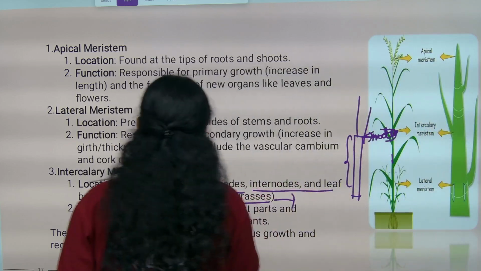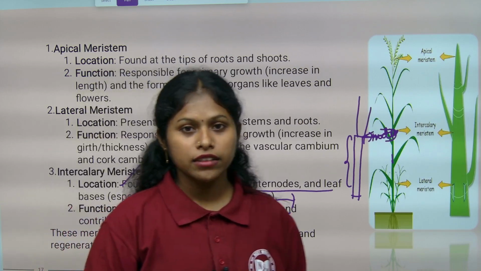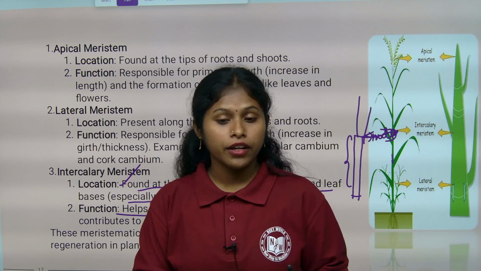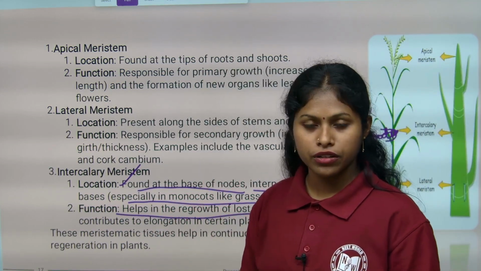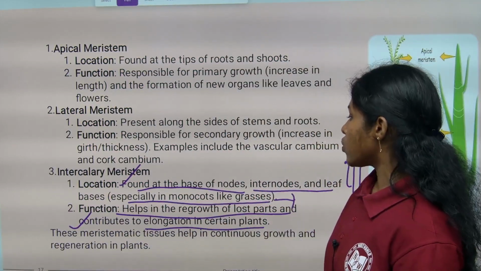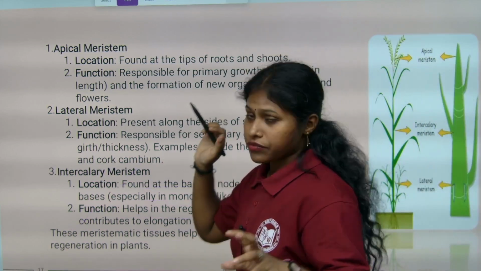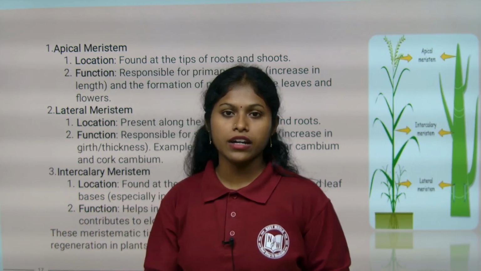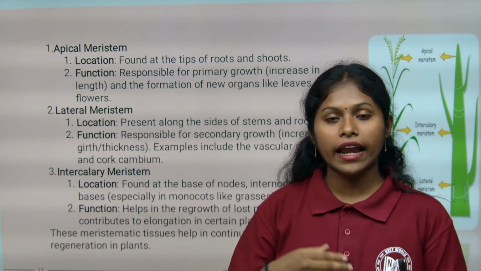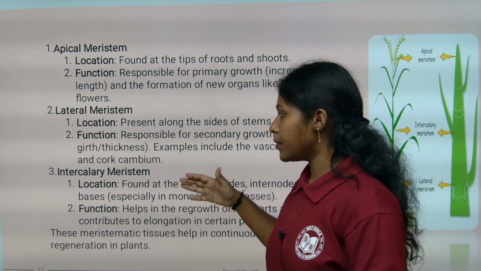Its function helps in the regrowth of lost parts. If you pluck a leaf from the plant, or animals graze on the grasses, how does the regrowth happen? It happens because of the intercalary meristem. It contributes to elongation in certain plants. So these meristematic tissues help in the continuous growth and regeneration in plants. The continued growth and regrowth of the plant is also due to the meristematic tissue, in that case the intercalary meristem.